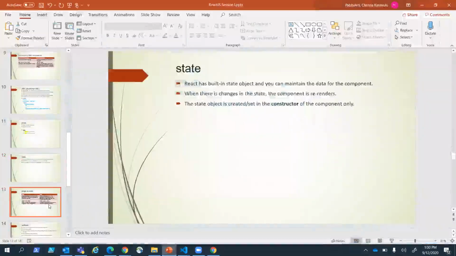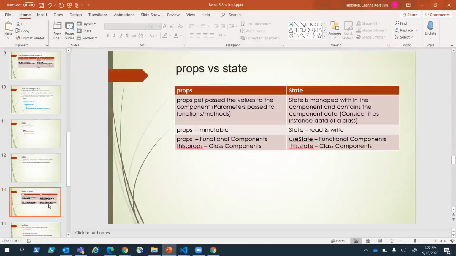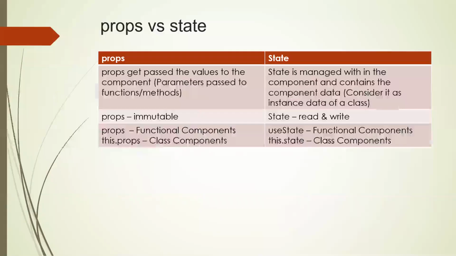Okay. So we have these two, the props and the state. What are the differences between these two? When it comes to props, these are immutable, and when it comes to state, we can make the necessary changes, or read and write to the state. Props are only used to pass the values from the calling component to the actual component.